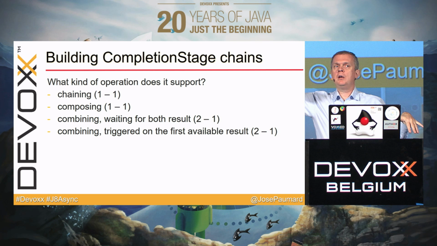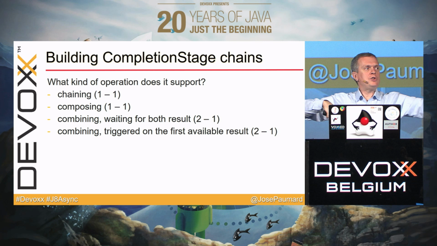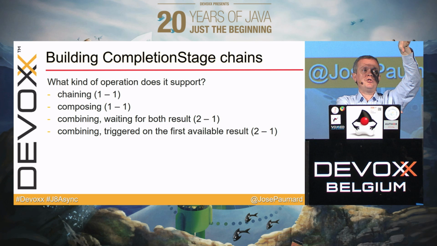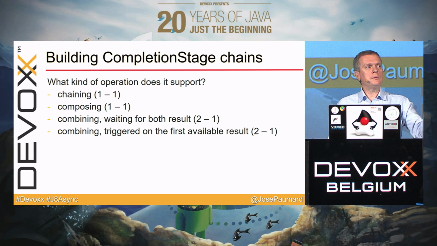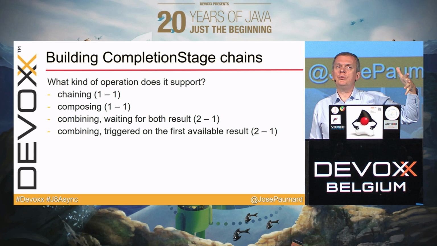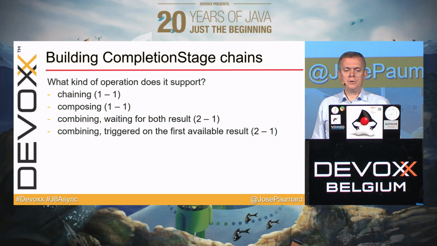And another type of combination, which is triggered on the first value that is available. I may have two CompletionStages. If the first one generates a result, this result will be passed to the downside CompletionStage and it will continue without waiting for the other result. This is useful when you want to, for instance, query DNSs. DNSs are all supposed to get you the same value, but what you can do to accelerate your computation is to launch the same query on, let's say, 10 DNSs and just get the first result, which is the one you want, the fastest.